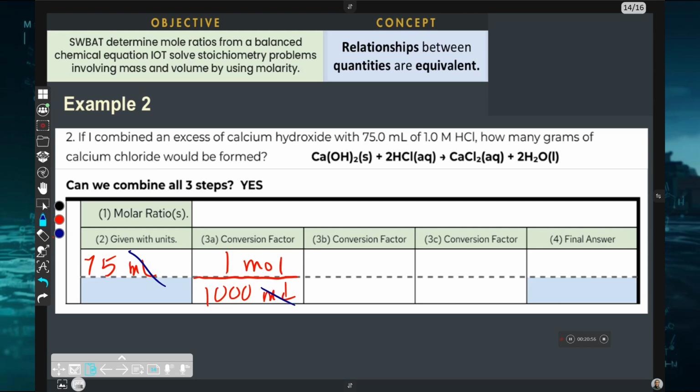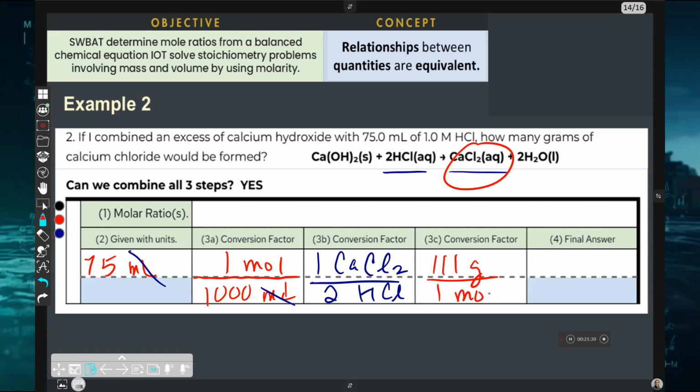Then I still need that conversion factor to go from the hydrochloric acid to the calcium chloride. And so that ratio was 1 CaCl2 over 2 HCl. And then finally, that last conversion factor is going to use the molar mass of the calcium chloride, which was 111 grams per 1 mole. And we're going to get the same work. So 4.2 grams of calcium chloride.